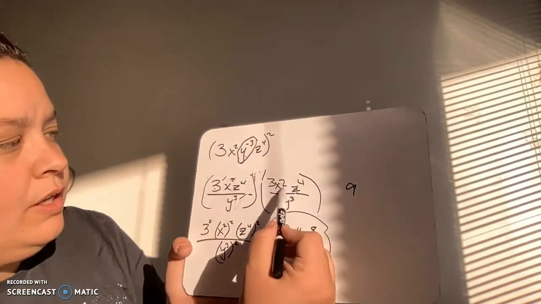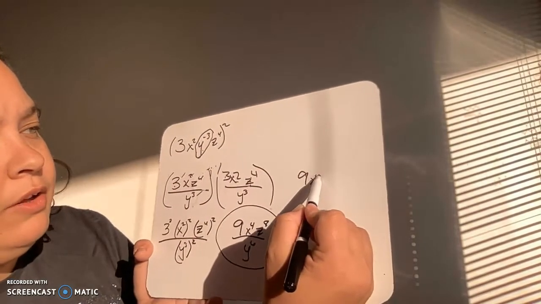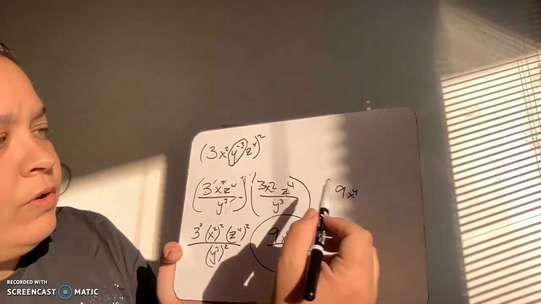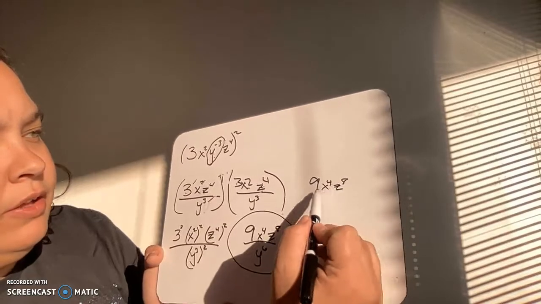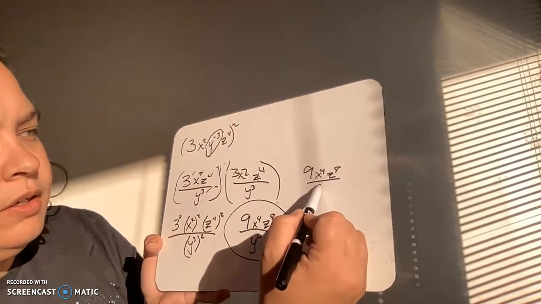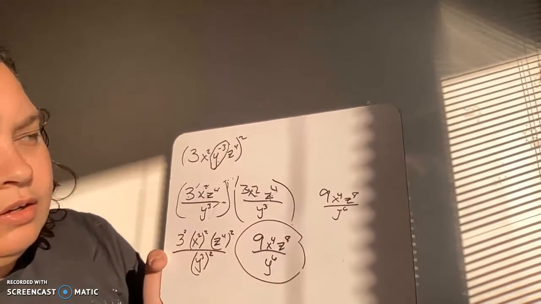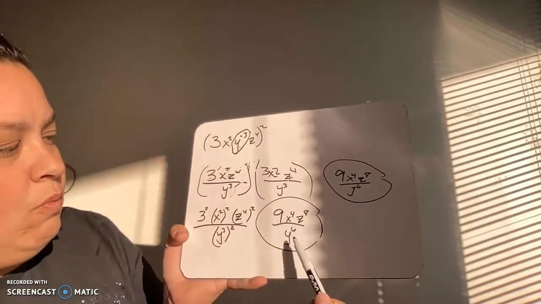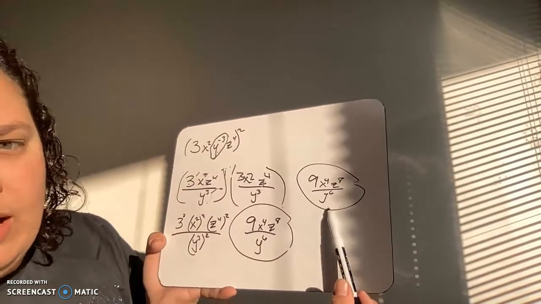I have 2 x's here, 2 here, so I have 4 altogether. I have 4 here, so 8 altogether. 3 here, 3 here, so 6 altogether. Again, notice whether I use my rule or whether I draw it out, I still have the same answer.